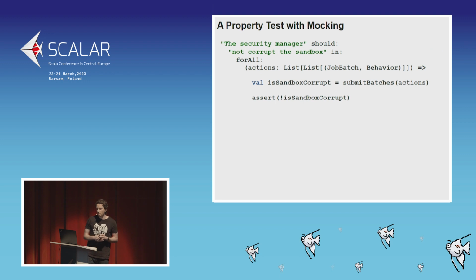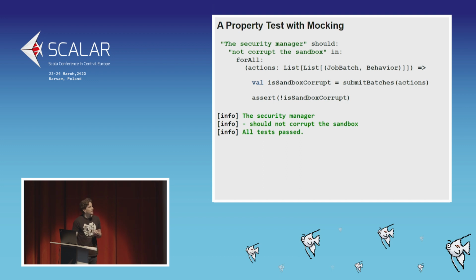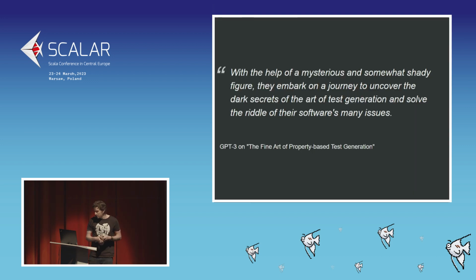Okay, so here's the new property. It's very similar to the previous one, but instead of just generating job batches, for each job batch, we're generating a behavior as well, and we're going to feed this behavior to our mock, and the mock will do the appropriate thing for this behavior that we just generated. And so again, we submit all of the batches and check that the sandbox is not corrupt, and it failed again. So that green is not the right green, right? It means that the property still holds for the system, despite all the mocking, despite having thought about it, followed the types, everything. And we really, really tried, and it seems that property-based testing is really not that great, I guess.